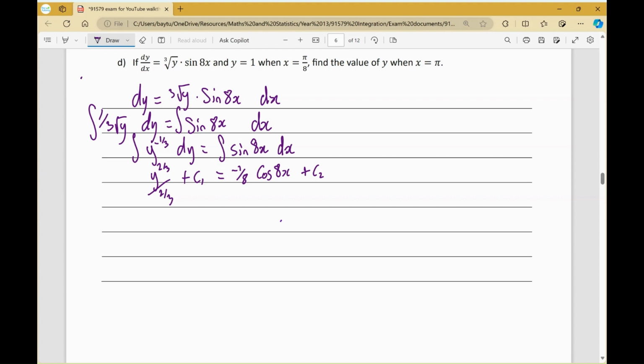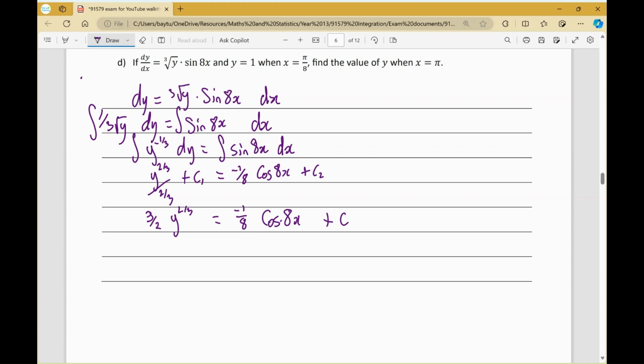So this looks like a bit of a mess still. So let's tidy things up a little bit. Being divided by 2/3 is the same as being times by 3 over 2. So 3 over 2 y to the power of 2 over 3 equals negative 1 over 8 cos 8x. So we can just put those c's together and just go plus c. So that looks a lot nicer now.